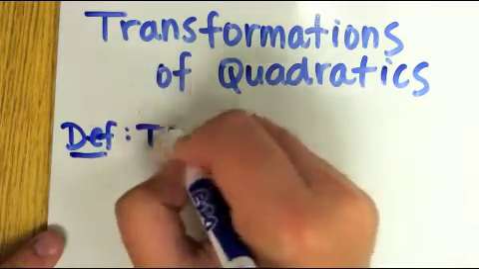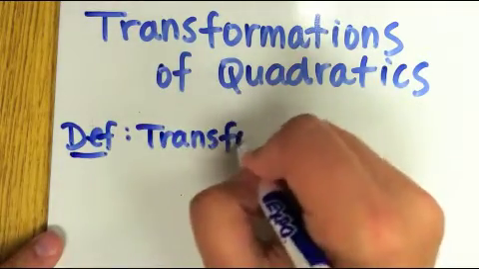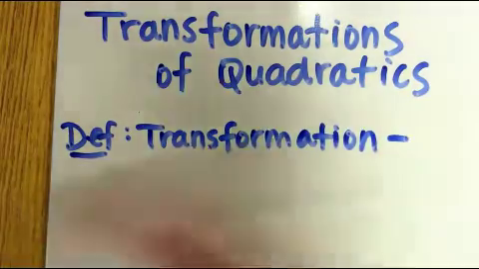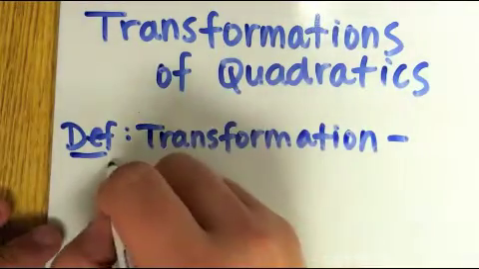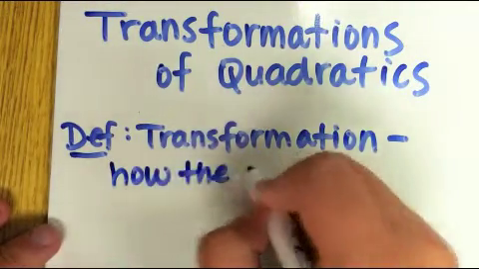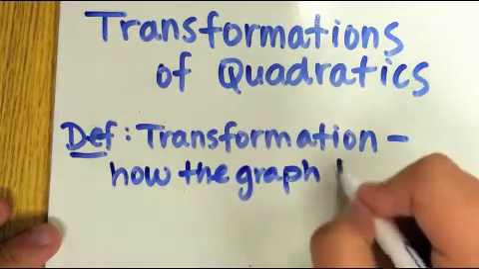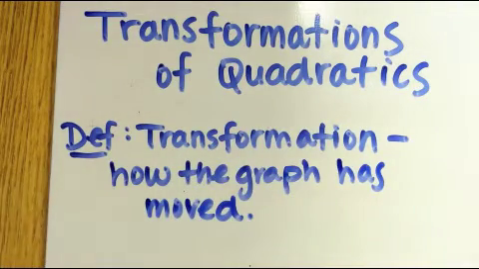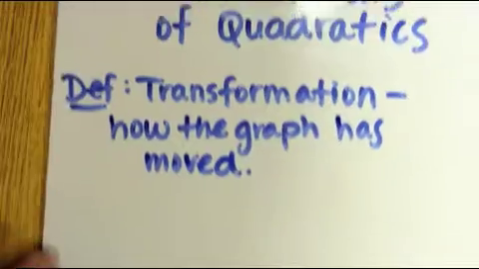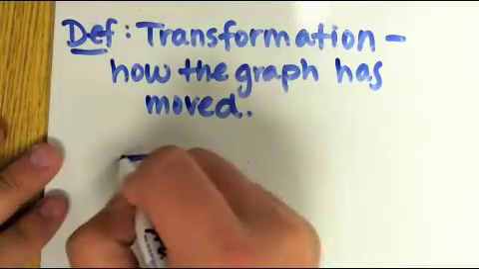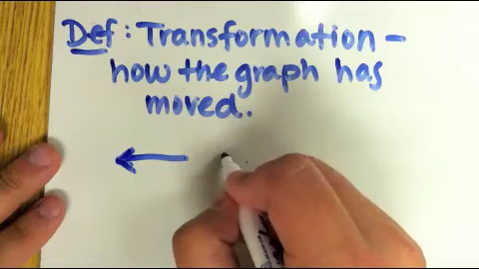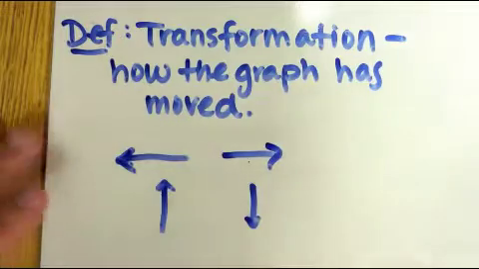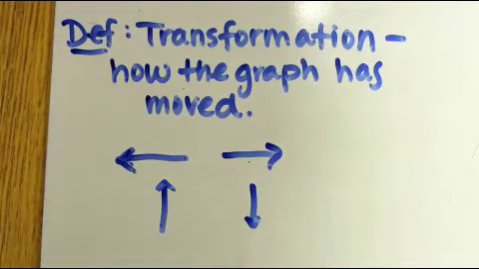So, definition of a transformation. What we mean by that is a transformation is nothing more than just the movement of a graph. So a transformation is how the graph has moved. Okay? And so we're going to be talking about 4 transformations today. We're going to be talking about if the graph moves to the left, and then if it moves to the right, if it goes up, or if it goes down. These 4 transformations are essentially what we're going to be talking about, okay?